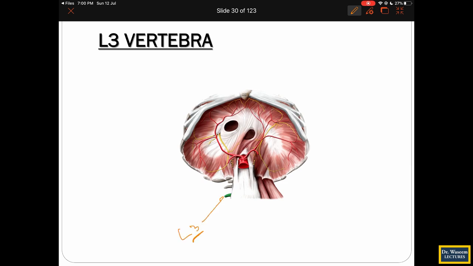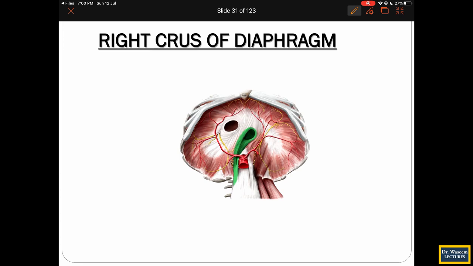Locate them first, then watch here how the right crus takes origin. It will be taking origin from the bodies of the lumbar vertebrae, and you divide these vertebrae into 2 halves. From the right half of lumbar vertebra number 3, the right side of lumbar vertebra number 2, and the right side of your lumbar vertebra number 1.